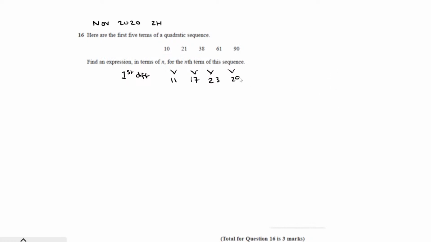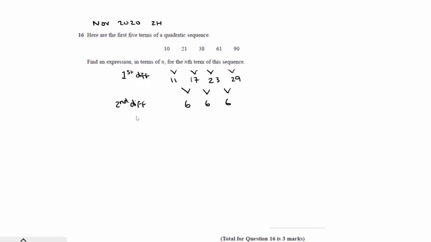So obviously your first difference won't be the same because it's quadratic, right? It won't be the same. So therefore you then need to go and do the second difference. Now the second difference should be the same every time. If you don't have the same number, something's gone wrong. So you can see here we've got 6, 6, and 6. So that should be the same. So you first of all do that.